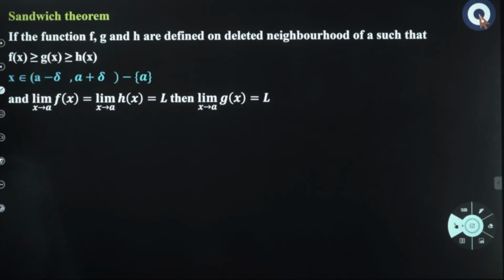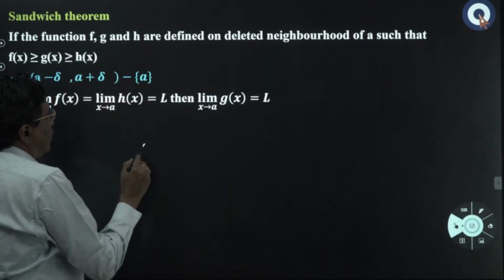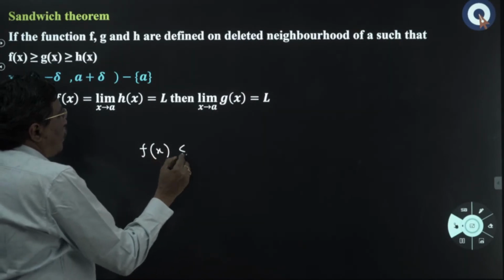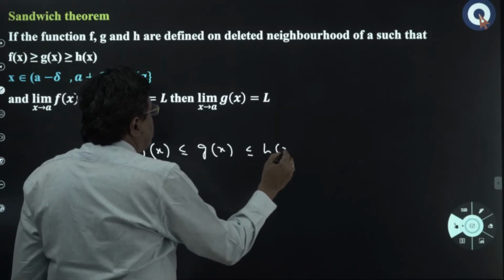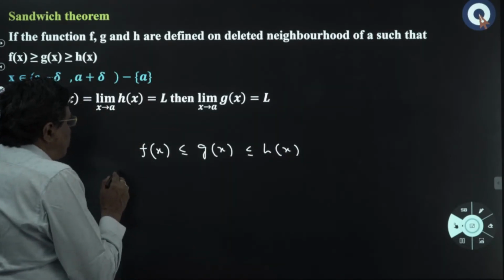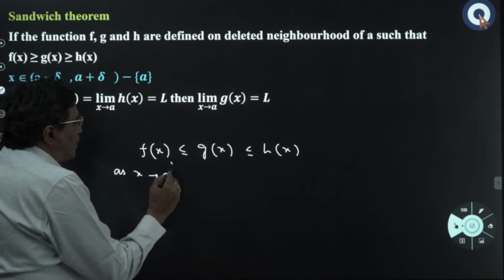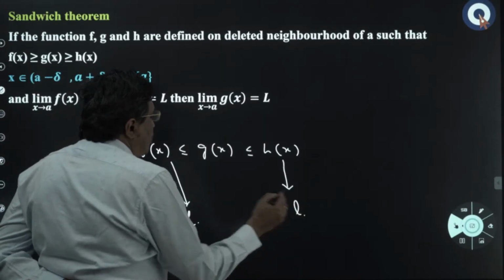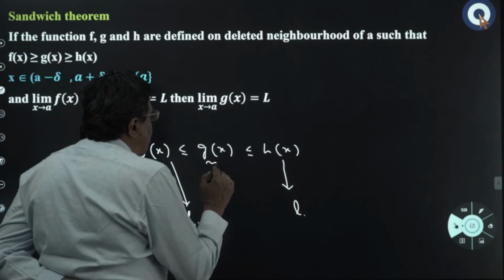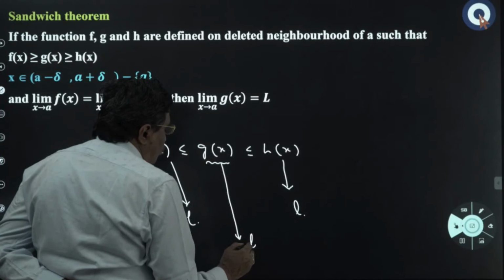And now the sandwich theorem, this is really important. Suppose you have 3 functions, let us say f(x) less than or equal to g(x) less than or equal to h(x). Now let us say as x tends to a, f(x) goes to a particular limit L, and h(x) also goes to the same limit L. Then we don't have to actually evaluate g(x). The sandwich theorem says that this also goes to L.